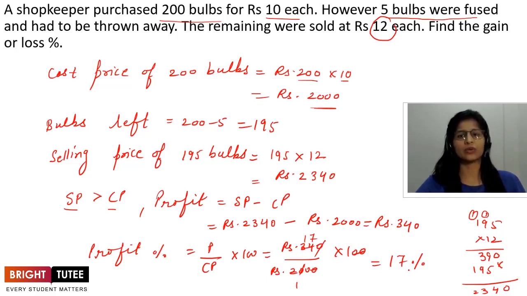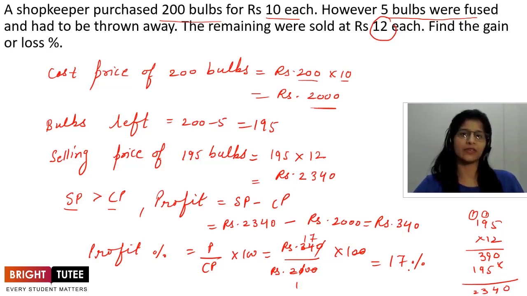So in the question we had to calculate the gain percentage. I'm re-revising the concept. Just see. A shopkeeper purchased 200 bulbs for rupees 10 each. If the price of one bulb is rupees 10, then the price of 200 bulbs will be 200 into 10, that is rupees 2000. Now 5 bulbs got fused and he had to throw them away, right? So after throwing these 5 bulbs, he is left with 195 bulbs and he is selling each bulb at rupees 12.